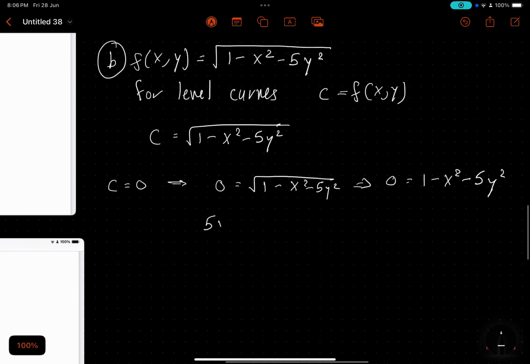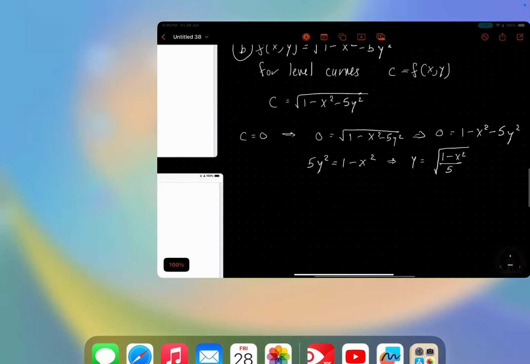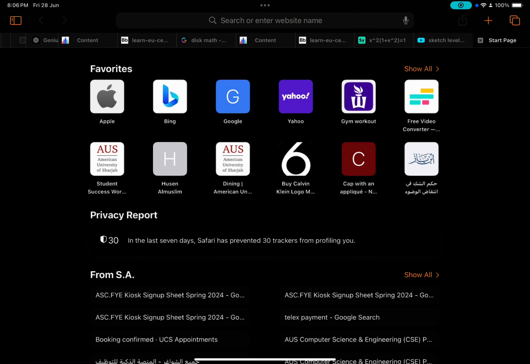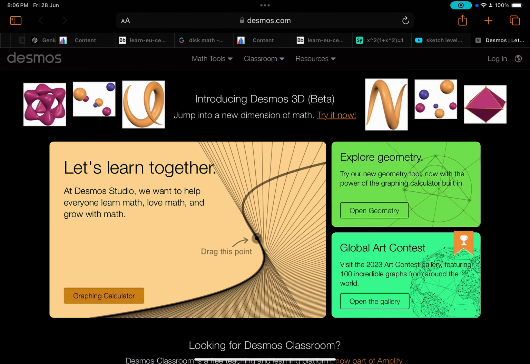So we have 5y squared equals 1 minus x squared, which basically looks like a parabola. Y squared equals 1 minus x squared over 5, and I'm going to take the square root of this. Let's see what we get from this graph. So this is 5y squared equals 1 minus x squared. Let's go to Desmos and draw this graph and see what we get. I think it's a parabola.